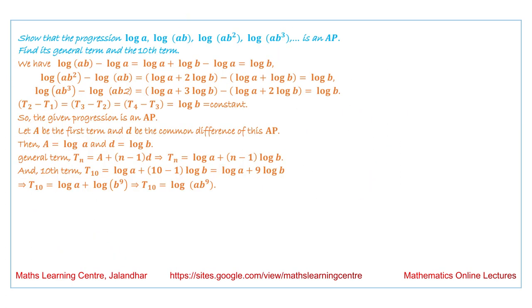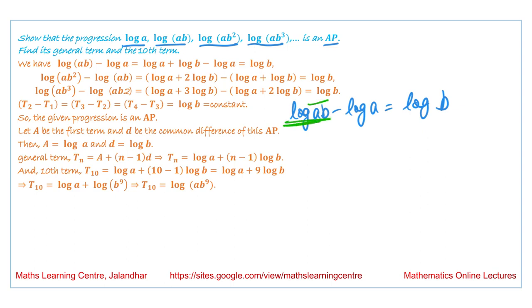Next, show that the progression log A, log AB, log AB square, log AB cube is an AP. If we write these terms, we are talking about log of AB minus log of A. The answer we obtain is log of B. Why? Because log of AB we can write as log of A plus log of B. So the answer we obtain is log of B.